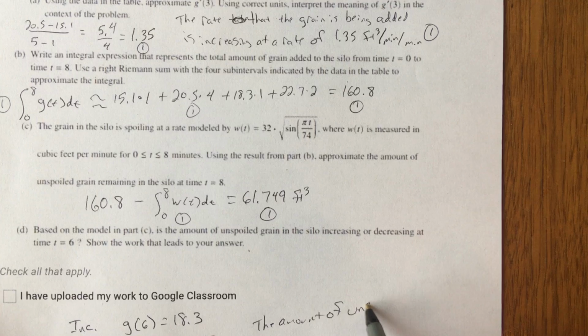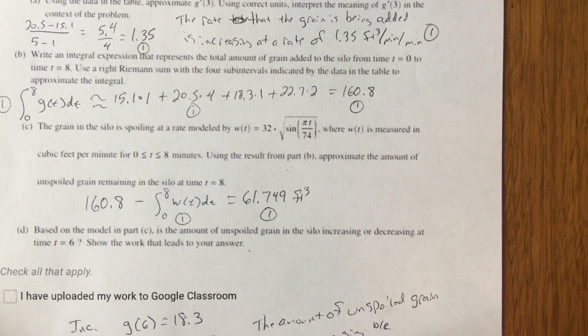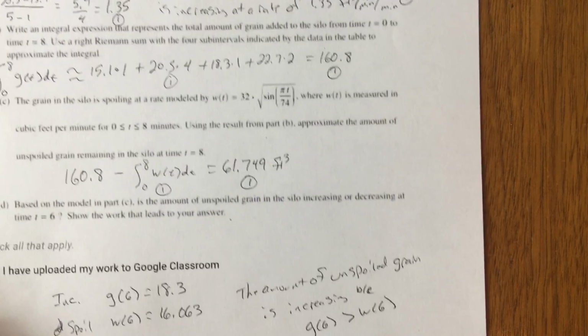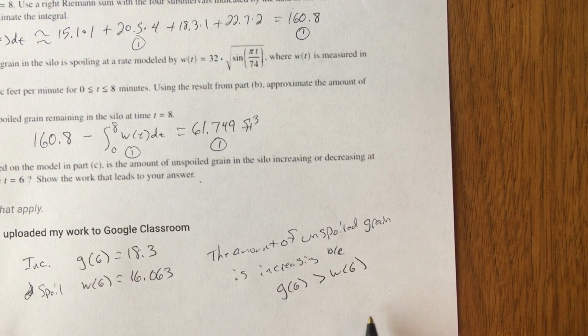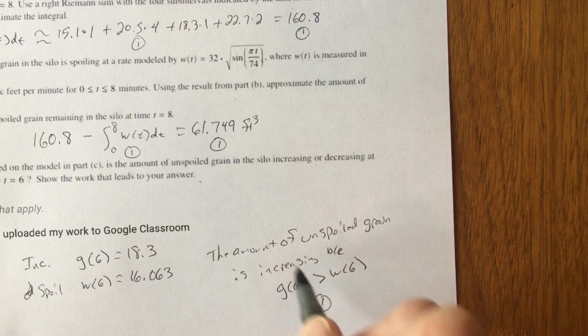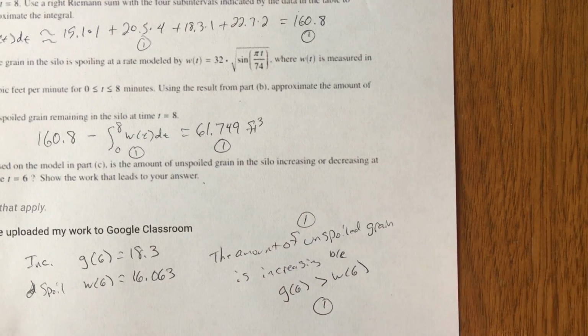So the amount of unspoiled grain is increasing because G of 6 is greater than W of 6. If you feel like explaining it a little bit more, you can, but that's enough to give you a point and a point for describing the increase.